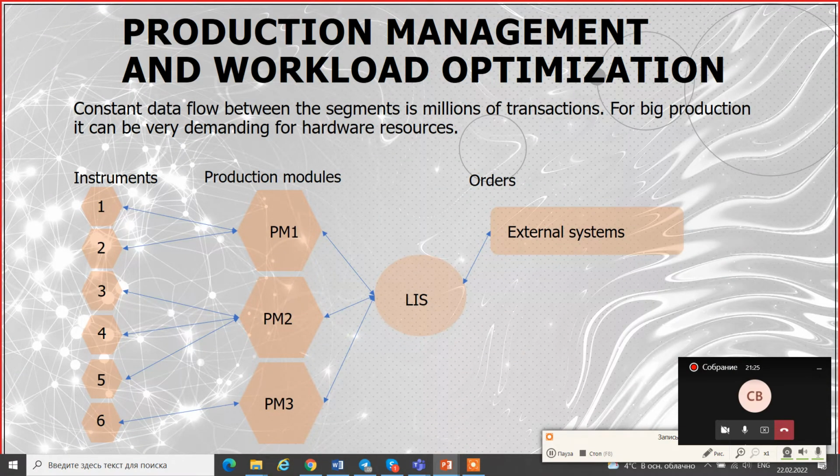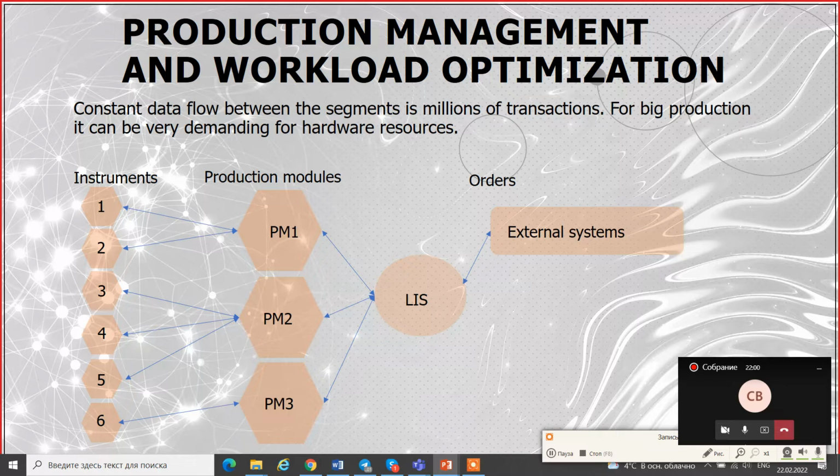So, a few words about the inner process and the workload of data inside the laboratory. It's a very, very brief scheme. You have some analyzers, each and every one of which can generate its own data packages. You have some production modules. It may be one module, it may be many more, up to 5 in my practice. And you have an LIS as an aggregator, and you have the external systems.